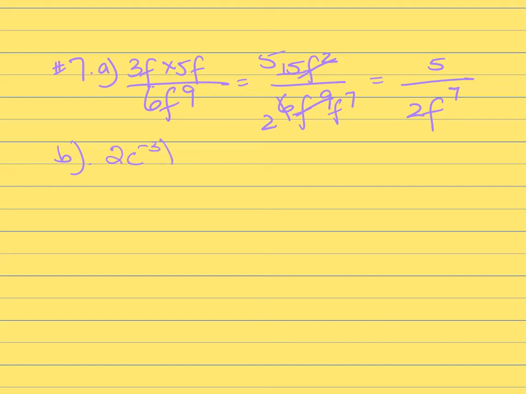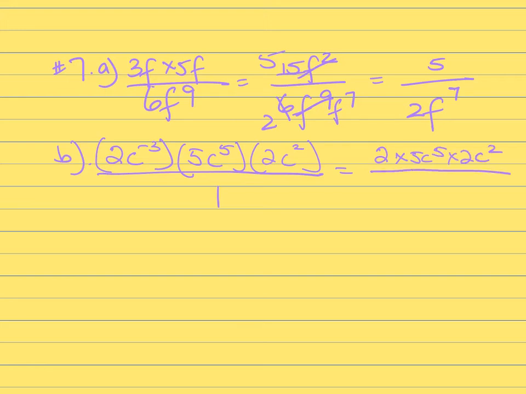2c to the minus 3 by 5c to the 5 by 2c squared. So we have one unhappy man that we have to bring downstairs. So that will become 2 multiplied by 5c to the 5 multiplied by 2c squared all over c cubed. And now we multiply and cancel. 2 by 5 is 10, 10 by 2 is 20. And 3 of these c's will cancel with 3 of these c's and we'll be left with c squared. So we'll get c to the power of 4.